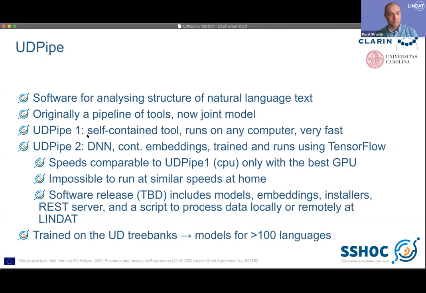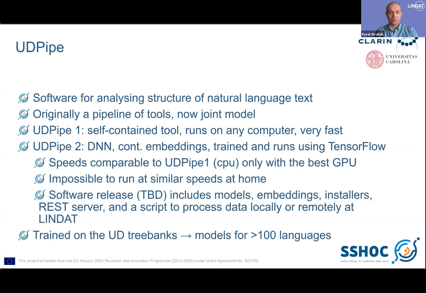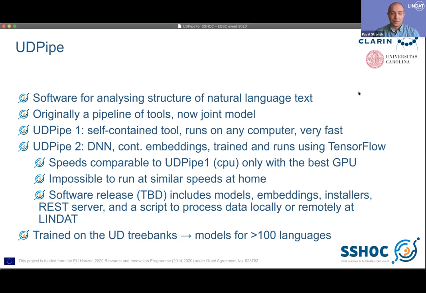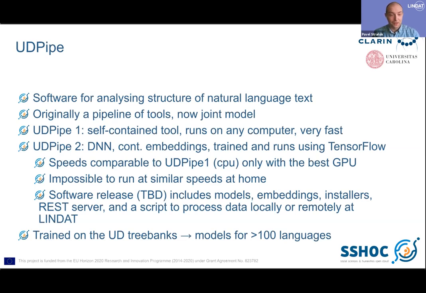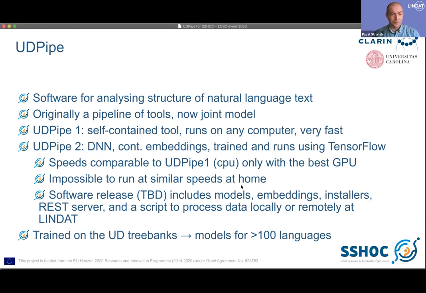So UDPipe version 1 was a very different piece of software technically than the UDPipe we are running currently. Originally it was a self-contained tool that you could run on any computer, even on your laptop. It would run very fast using only the CPU, but those days are gone. With the current deep neural networks and contextual embeddings, it takes a lot of machine processing power to train these networks. So even with the big GPUs, it takes several weeks to train the models for UDPipe. And it also takes quite some power to even run the inference. So even running the service, providing the trained models, takes quite a bit of power. So interestingly, the service is becoming more important. I will get to it later.